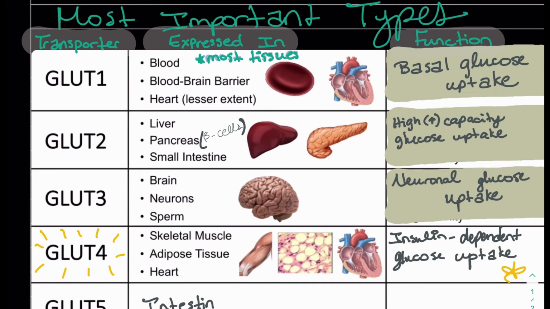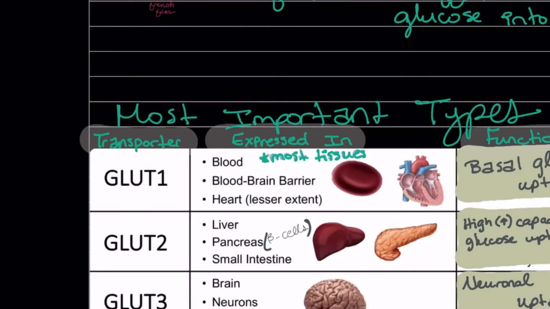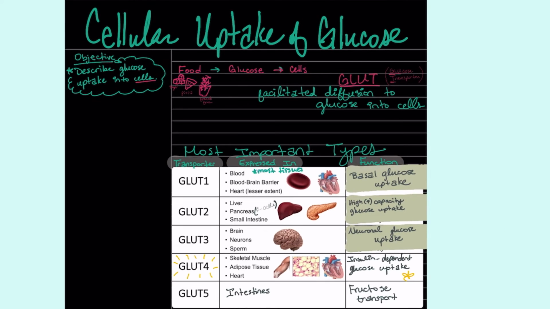And finally, we have the GLUT5 transporter. It is found in the intestines, and this is mostly for fructose transport. Something that I use to remember GLUT5: 5 starts with the F, intestine starts with the I, and then fructose starts with the F. So fifth, I plead the fifth. That's how I remember it, F-I-F, fifth.